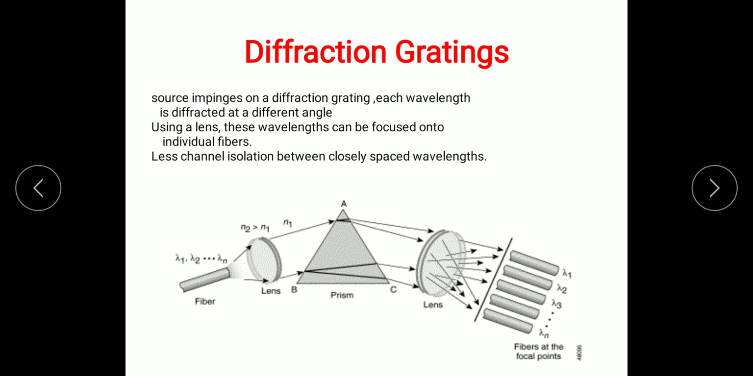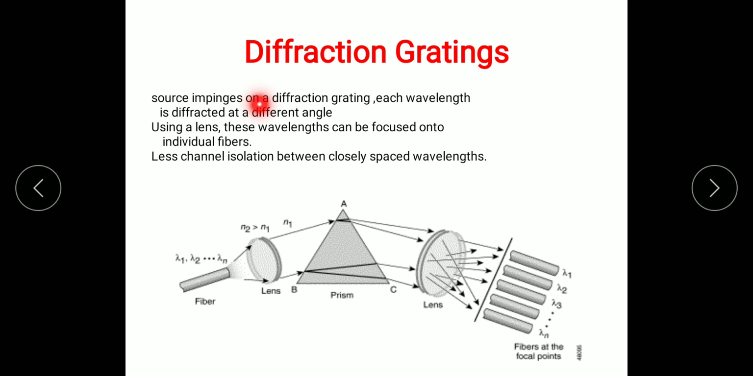So here you can see in this diagram, on the single fiber we have received multiple wavelengths. This lens will give the dispersion, that means the wavelengths will be separated. Again we have a prism which will separate the different wavelengths, and also this lens will help to separate each constituent wavelength, and that will be given to its corresponding filter and fiber detectors.